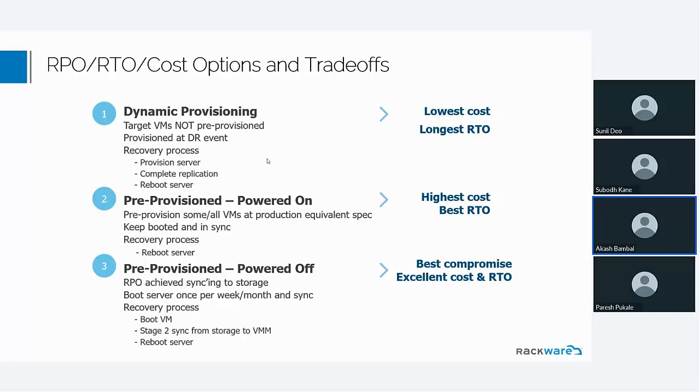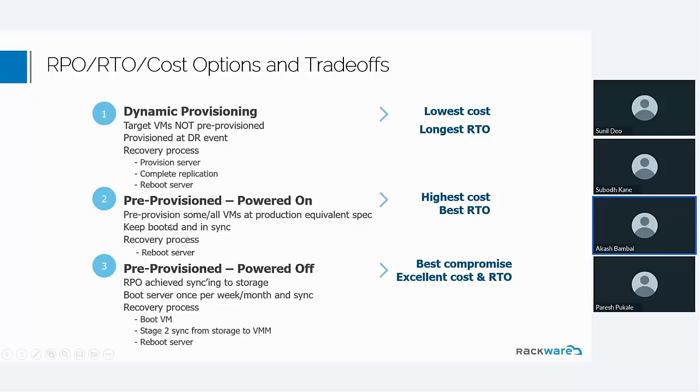So with all of these steps happening at the time of a real failover, this results in the longest RTO. So for the workloads for which RTOs are not a concern, or longer RTOs are permissible, the dev test boxes or any other machines which are not that critical, dynamic provisioning can help you save a lot on your cost in your DR site.